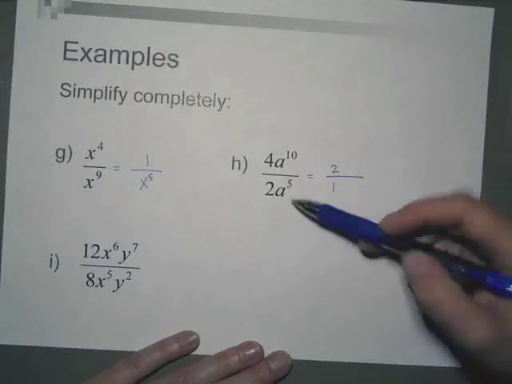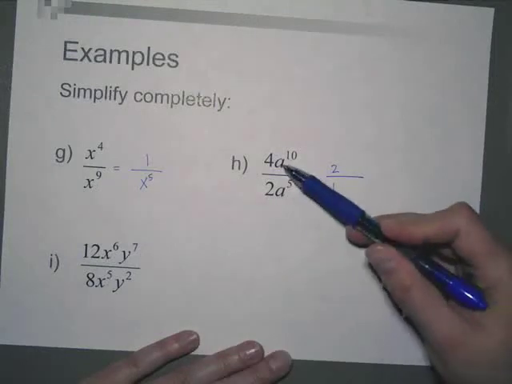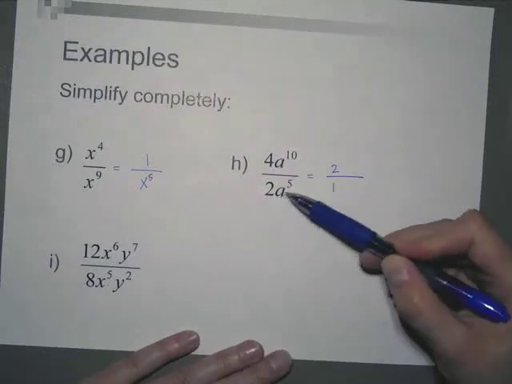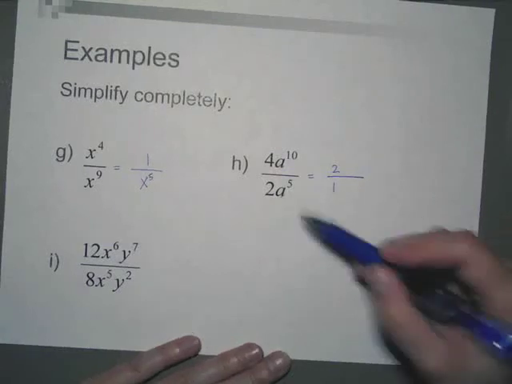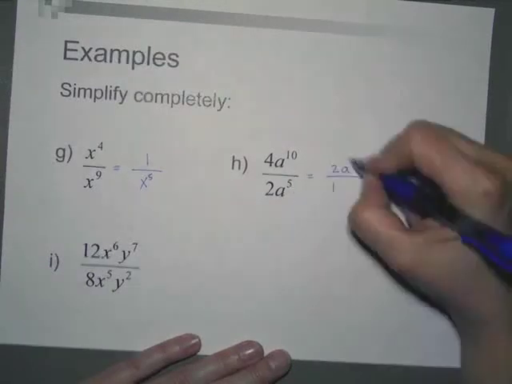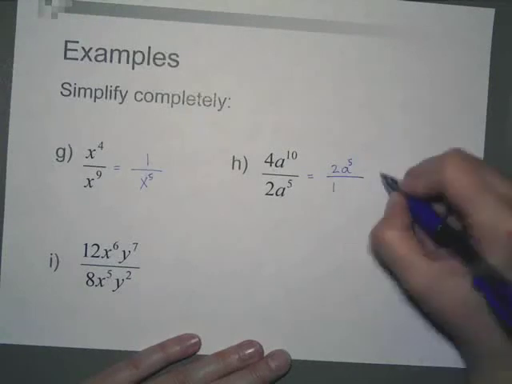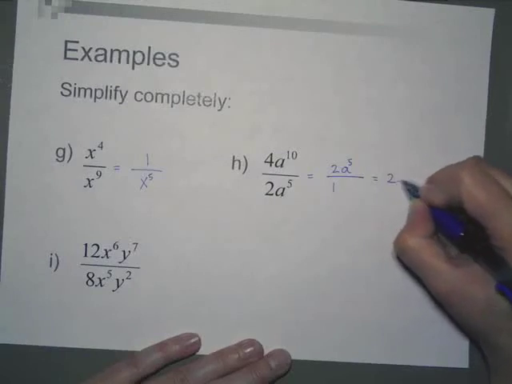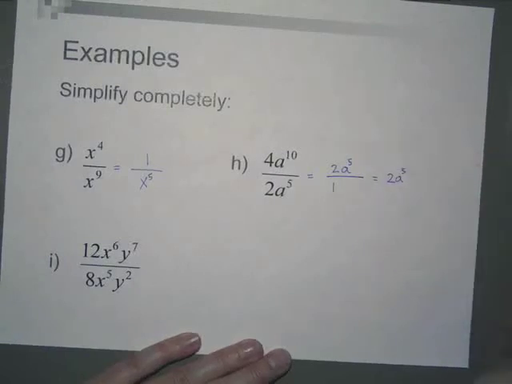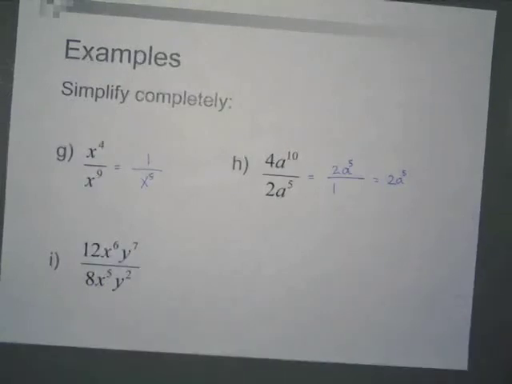Now I look at my variables and think about those like I did over here with my x's. I have a to the 10th power and a to the 5th power. My a will end up where the exponent is biggest, which is the top, so I know I'll have a on the top. Here I'm going to subtract my exponents. 10 minus 5 is 5. So 2a to the 5th power over 1, which technically I don't need to keep on the bottom. If this was a multiple choice question, it would just be written 2a to the 5th power. If you leave that 1 there, it's okay, but technically it's not necessary.